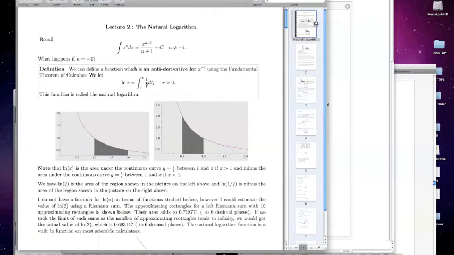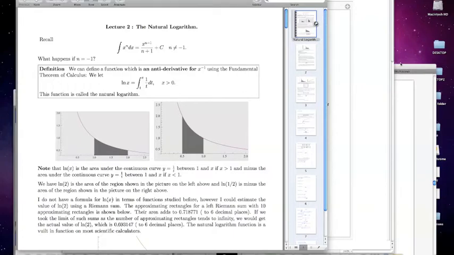because the function 1 over t is continuous on the interval for t between 0 and infinity. We have this function of x, the definite integral from 1 to x of 1 over t dt, where x is greater than 0, is an antiderivative for the function 1 over x according to the fundamental theorem of calculus. In other words, the derivative of this function is 1 over x. We give this new function a name. We call it the natural logarithm of x.